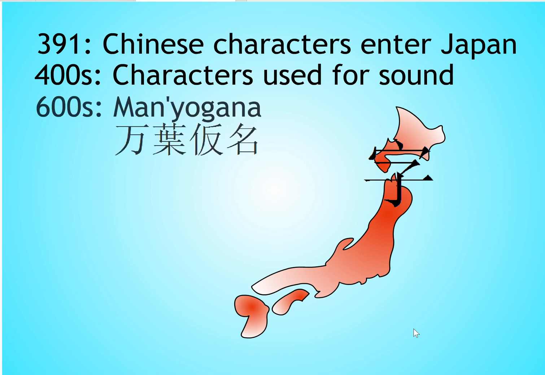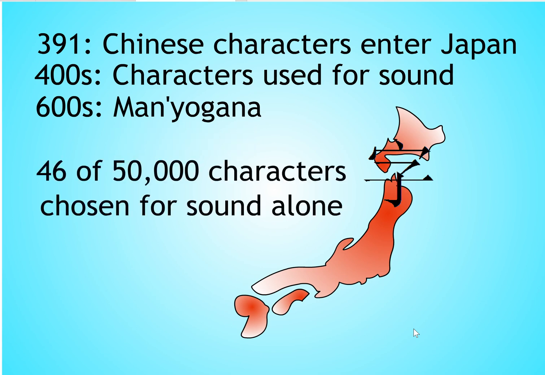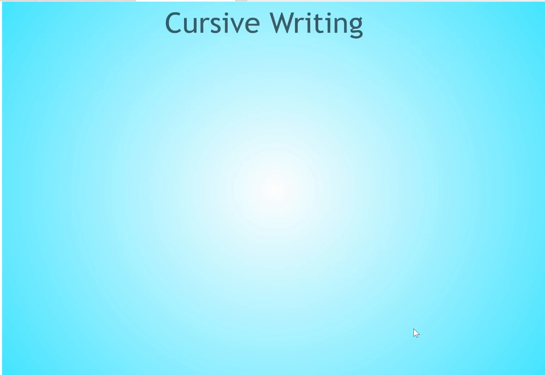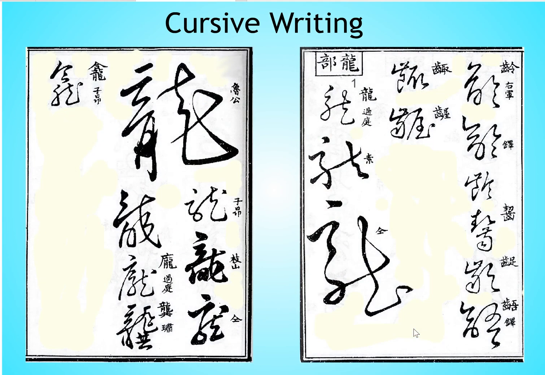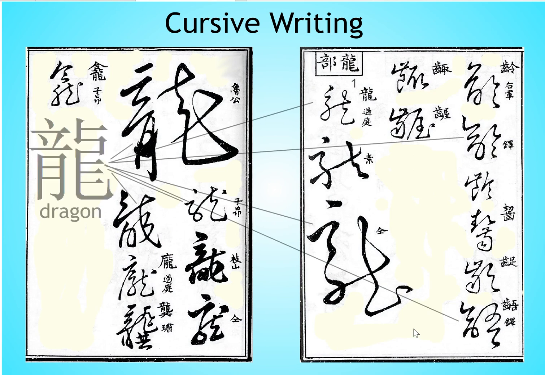A couple centuries after that, this practice evolved in Japan into a system called manyogana. About 4 dozen of the 50,000 Chinese characters were picked to represent sounds, and over time these characters were written more quickly and more fluidly. This way of writing whole characters with only 1 or 2 strokes is called cursive writing. The quickest and most condensed form of cursive is known as grass hand, in which the brush does not leave the paper while writing the character, and sometimes continues into the next character without lifting the brush from the paper.